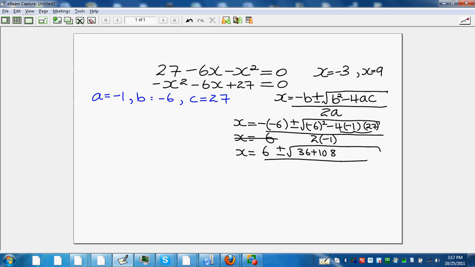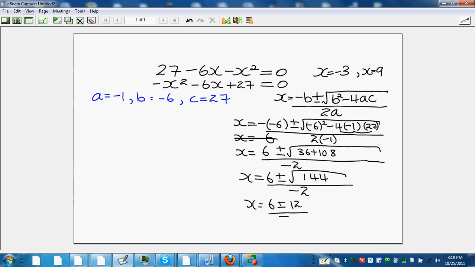Then we divide that now by minus 2. This becomes x now is equal to 6 plus or minus the square root of 36 plus 108, which is what? 144. All over minus 2. So what happens next? X is equal to 6 plus or minus 12 over minus 2.